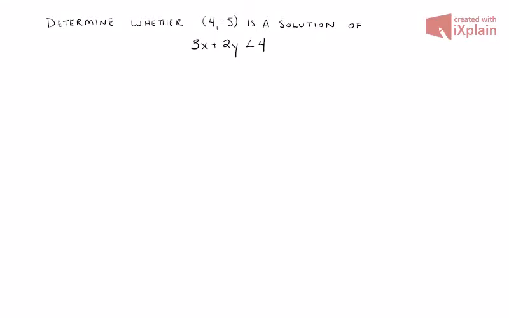Hi everyone, this video is for section 4.4, inequalities in two variables. So for part A, graphs of linear inequalities, we're going to first start with the question: determine whether the coordinate point (4, -5) is a solution of 3x plus 2y less than 4.